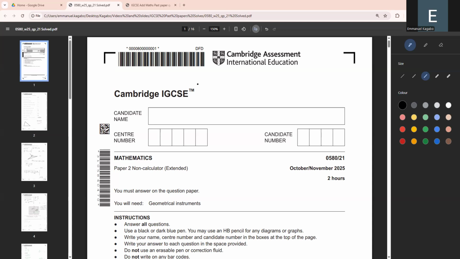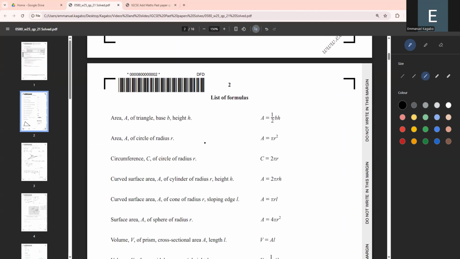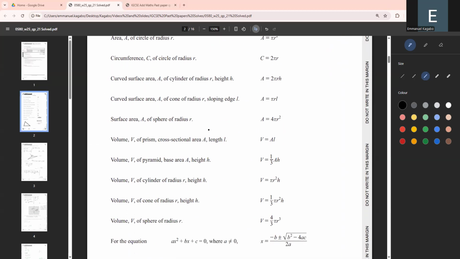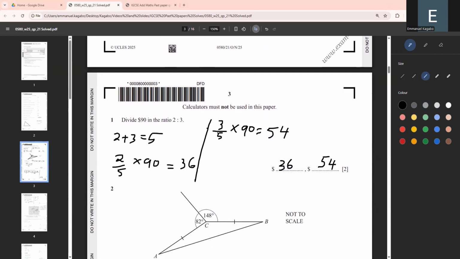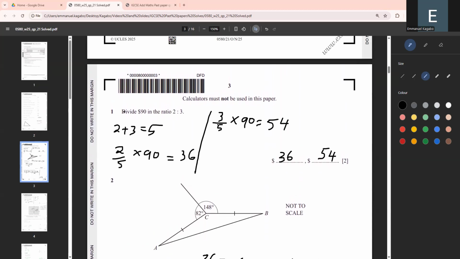Today, I'm going to do an IGCSE past paper question, October/November 2025. It's Paper 2, time zone 2-1, and it's a non-calculator paper. Without further ado, let us dive in. Okay, are you ready, guys? Now, the formulas are given, but I always advise students it's better to get them in your head. First question.